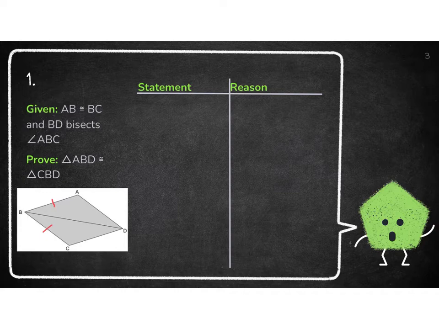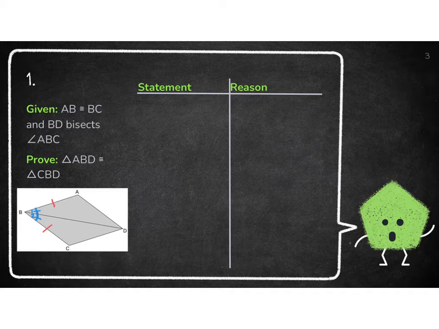Now let's look at how BD bisects angle ABC. So angle ABC is this angle here. And I can see that BD, that whole line, bisects angle ABC. So what do I know about those two smaller angles? Well, we know that those two smaller angles are going to be congruent because it is bisected. So I'm going to mark that this angle is congruent to this angle.